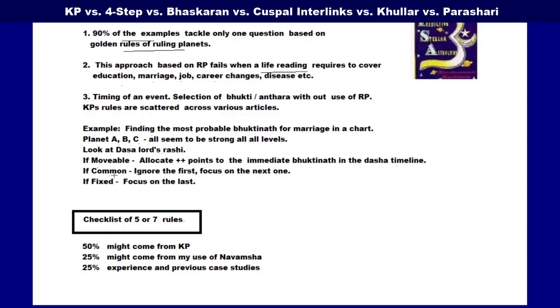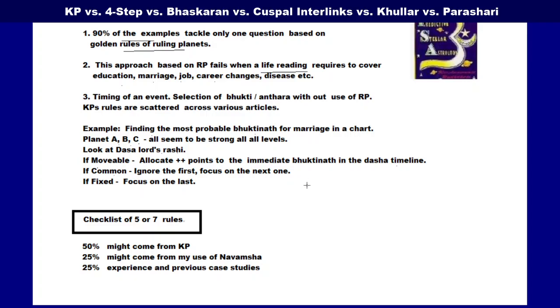If it is in a common sign, then you have to ignore the first significator and focus on the next one, because a common sign indicates some kind of duality or multiple attempts. If it is in the fixed, then focus on the last. So these kinds of rules are all scattered in various articles, and I might do a video where I'm going to share my own notes, as I was able to compile a few of such hints.